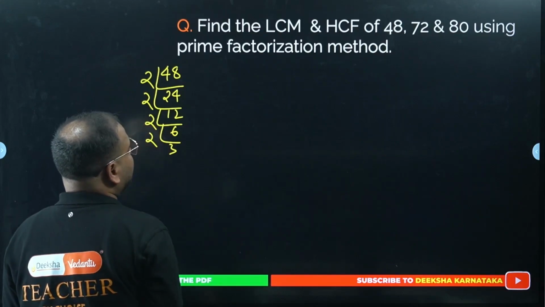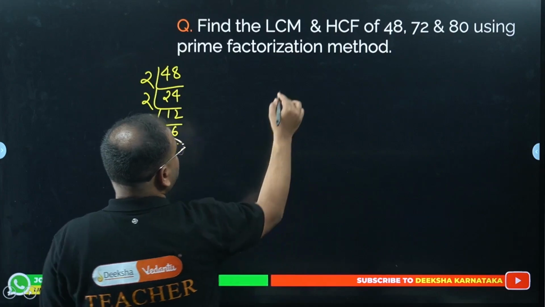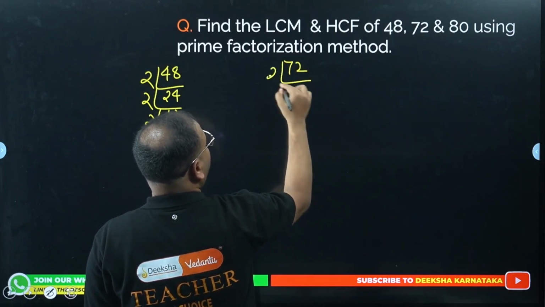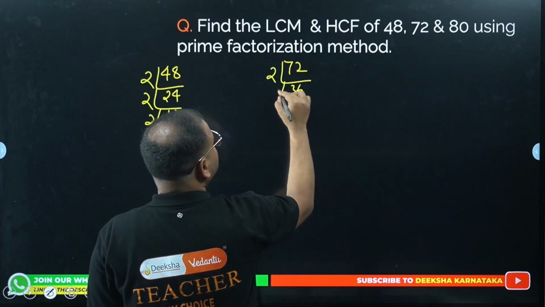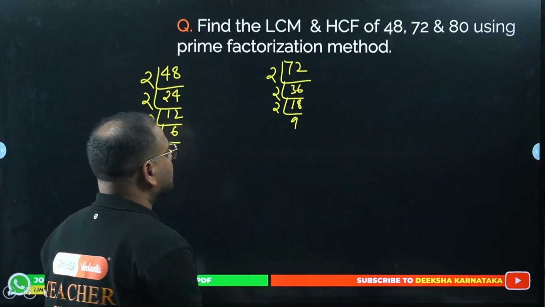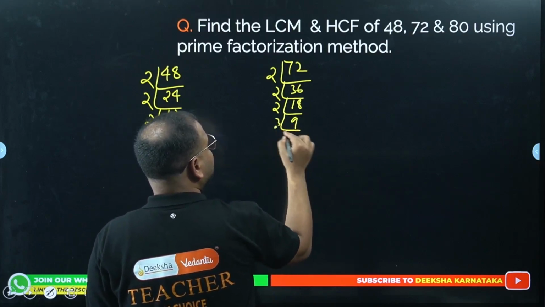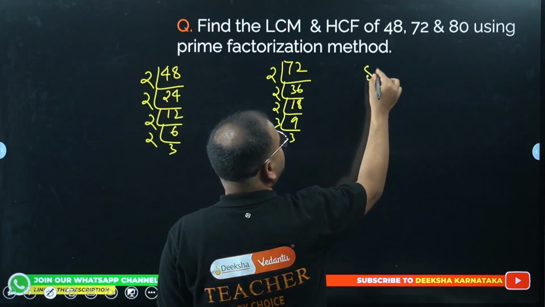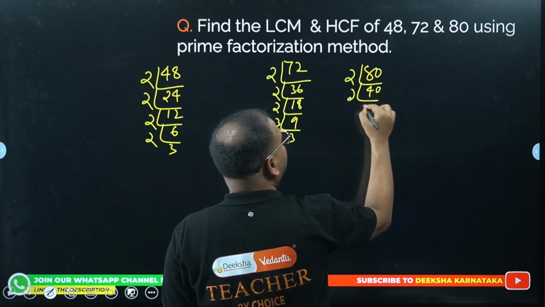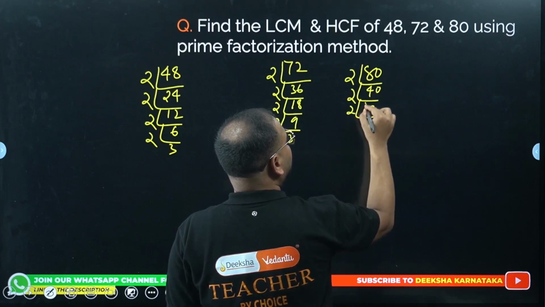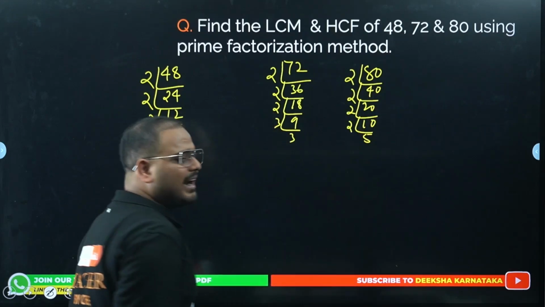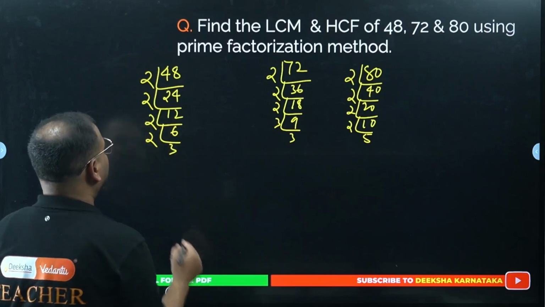Next, what we can do is 72. Let's do 72 also. 2 times 36, 2 times 18, 2 times 9. Last part, 3 times 3. For 80, can we do it? 2 times 40, 2 times 20, 2 times 10, 2 times 5. Write their respective prime factorization forms.